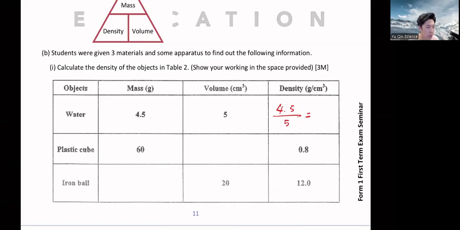Okay, good. Anybody? 0.9. Okay, 0.9 g/cm3. What else?